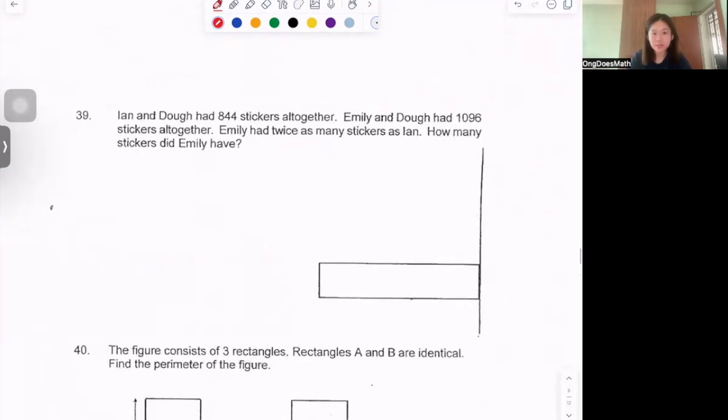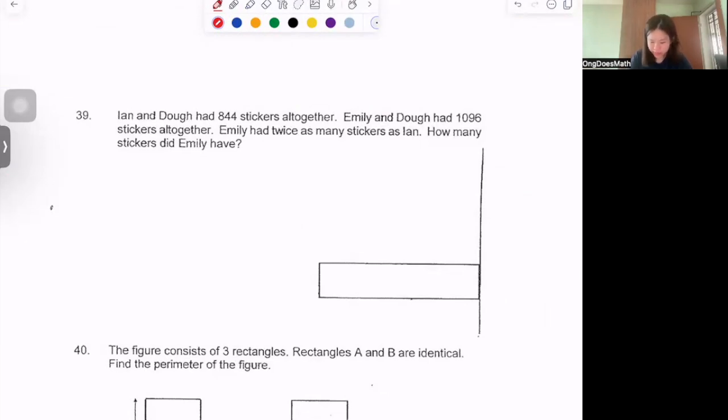Ian and Doe had 844 stickers altogether. Emily and Doe had 1096 stickers altogether. Emily had twice as many stickers as Ian. How many stickers did Ian have?